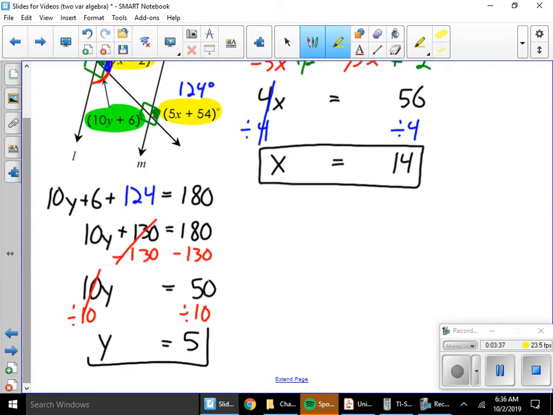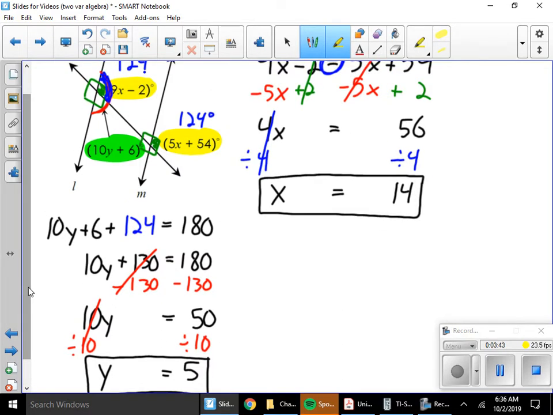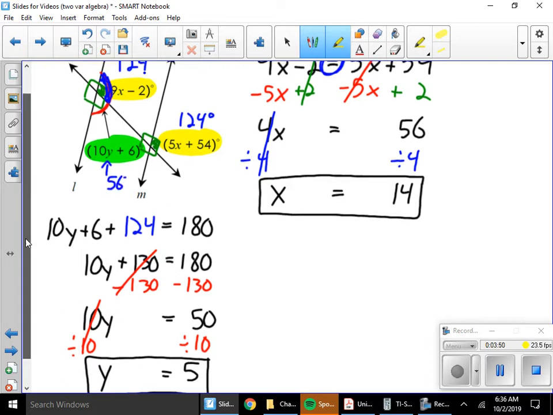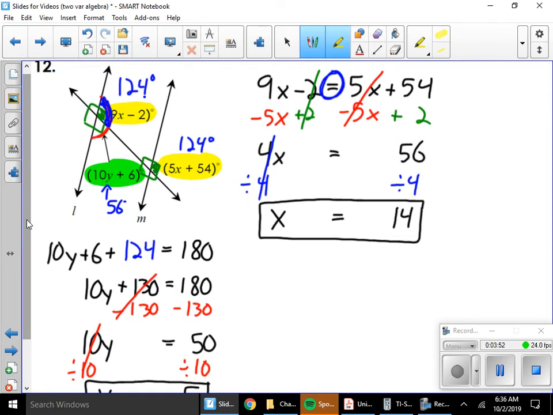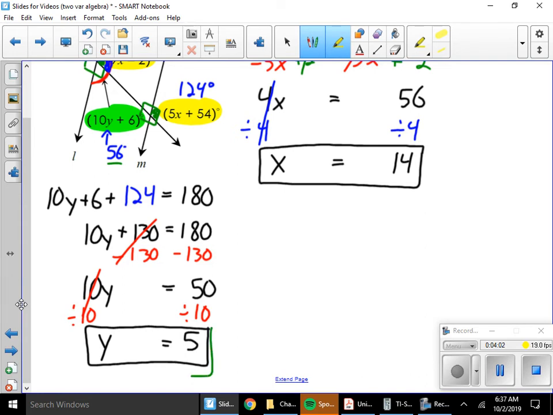So you can go ahead and substitute that 5 back in just to double check your work. 10 times 5 is 50. 50 plus 6 is 56. And again, what we're expecting here is two angles that are supplementary. So that 56 plus 124 does equal 180. So this one does check out. So again, we had two answers here, a value for y and a value for x. Good to go.